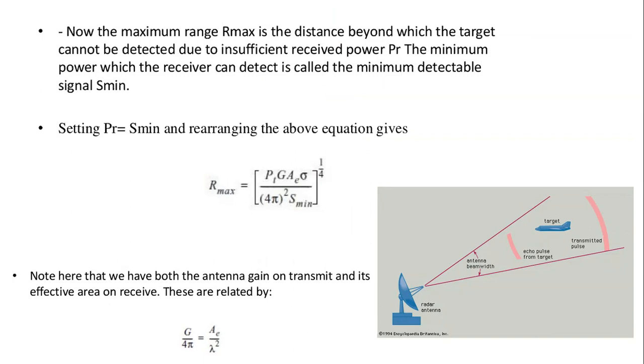And for depicting this maximum range, what is important for us is that the power that we send should be minimum. Otherwise, a lot of wastage of energy and power will happen. So that is our main thing. Now, when you talk about maximum range, we are talking about the distance beyond which the target cannot be detected, right? Due to insufficient received power.